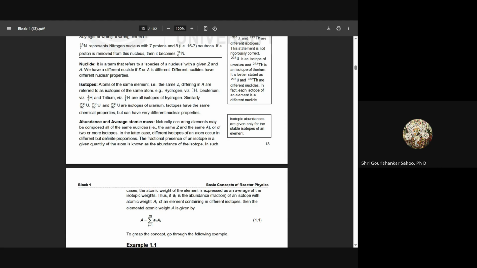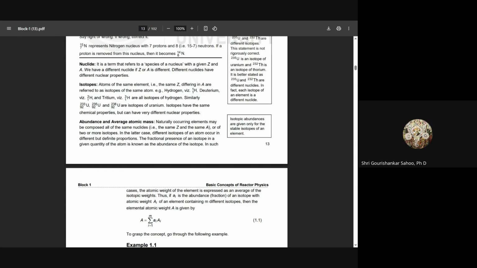Suppose we consider the hydrogen atom. For the isotopes of hydrogen, Z is the same, which means the atomic number is the same, and the number of protons and electrons are the same. You have hydrogen, deuterium, and tritium. In hydrogen as well as deuterium as well as tritium, the atomic number is 1.